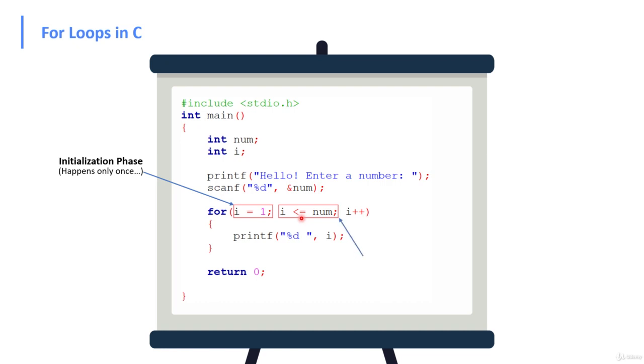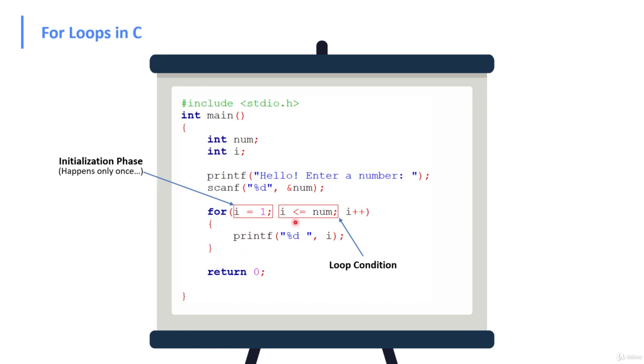Then you move on to the loop condition, and in this condition you check whether i is less than or equal to num. If the result of the condition happens to be true, or better said, as long as this condition is true, you execute the loop body. On every iteration you check if this condition is satisfied. If it's true, you execute. If it's false, you are kicked out of this for loop and proceed on with your program.